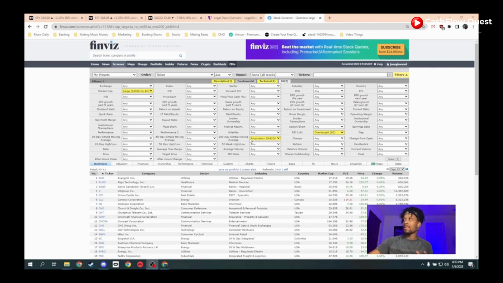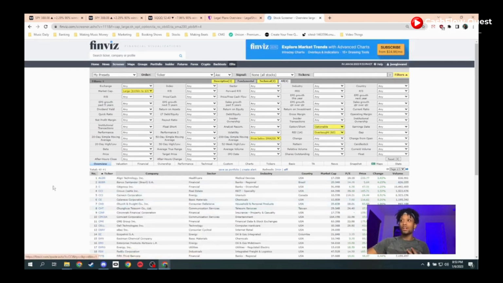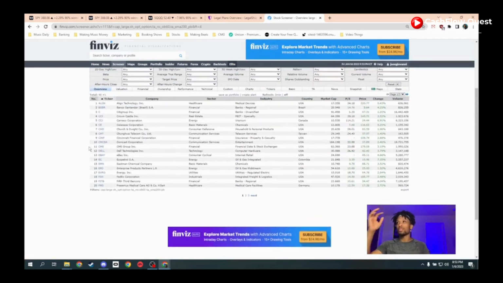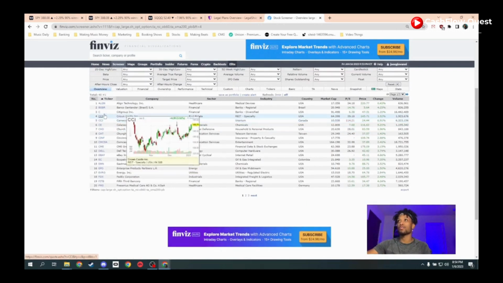And then after that, I'm looking for whether the RSI is overbought or oversold. Last thing I want to add in there is make sure that it's optionable, because I trade options. Bam. So that's going to give you a nice little 3-page list. Then you just come through here and you find companies that you're familiar with.